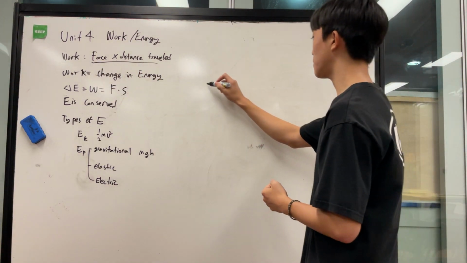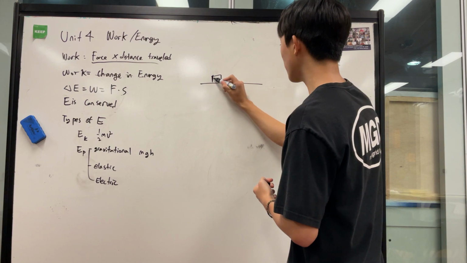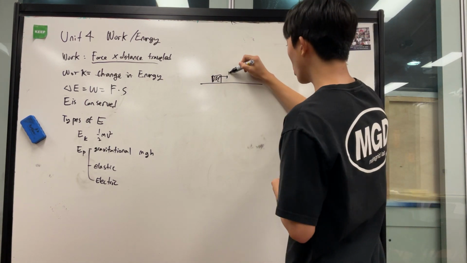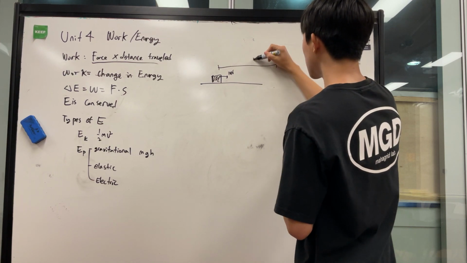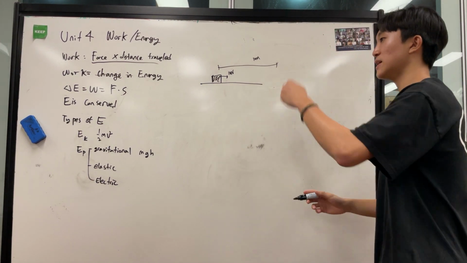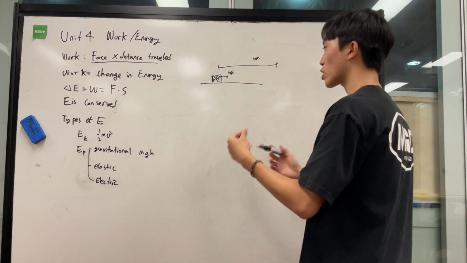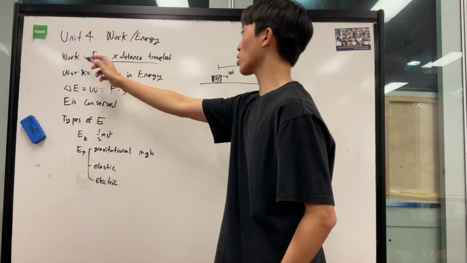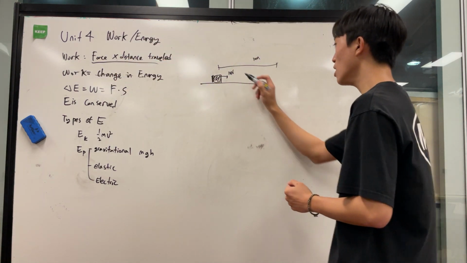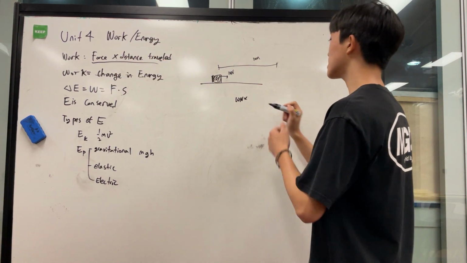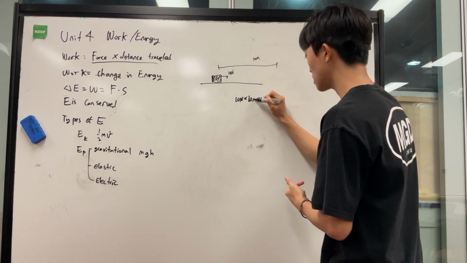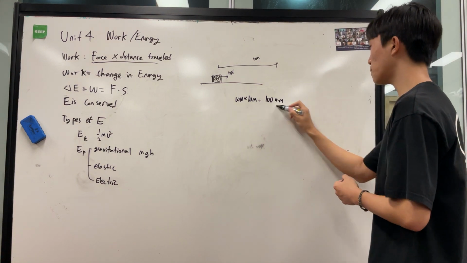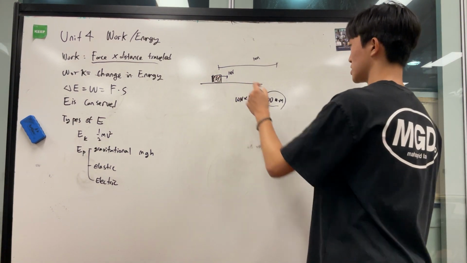Now, I'll give you an example. Let's say you have an object lying on a surface and you pull this object with a force of 10 newtons for 10 meters. Now, if this is the case, then what is the work applied to this object? Well, work is equal to force times distance traveled. Force is 10 newtons, and the distance traveled is 10 meters. Thus, you get 100 Newton meters. That would be the work applied to this object.